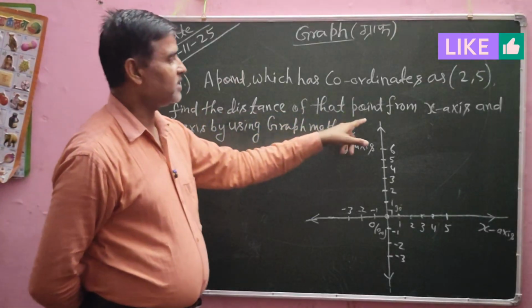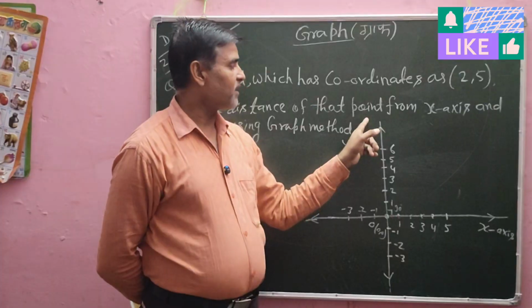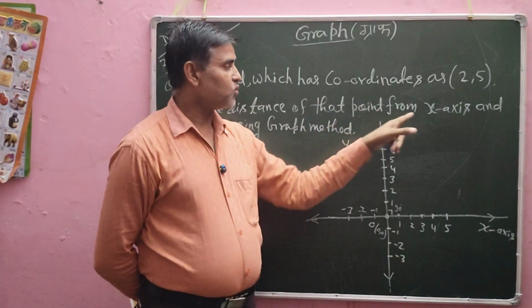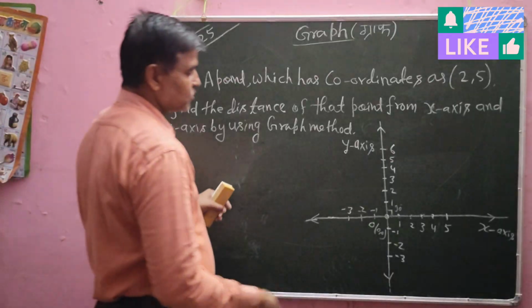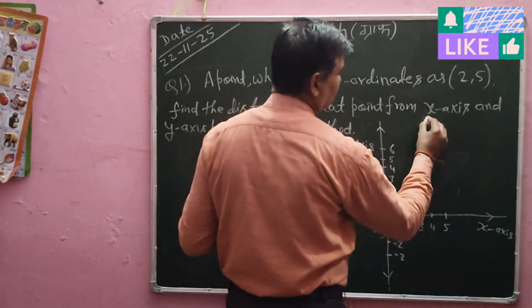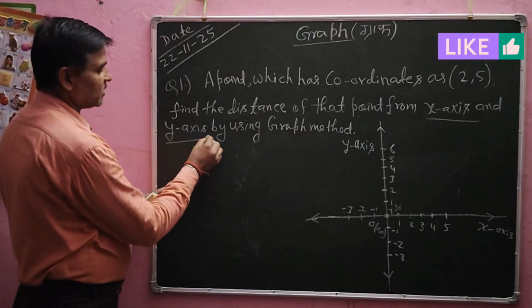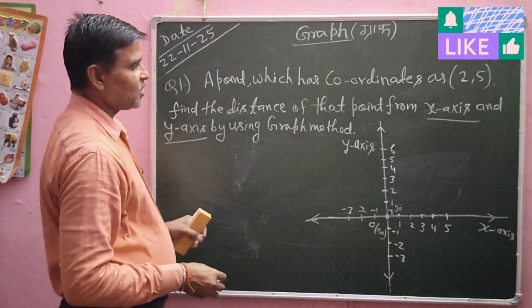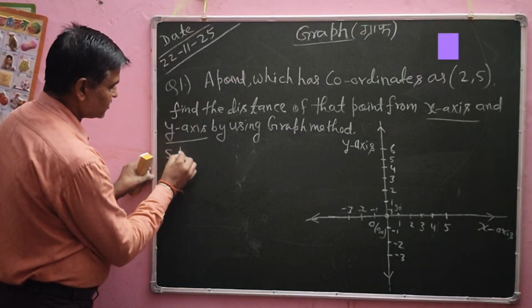of that point, which is 2 comma 5. Now we have to find the distance of that point from the x-axis and also from the y-axis. So the x-axis is available and the y-axis is also available there, so we have to get the distance of that point from the x-axis and also from the y-axis. So now here I am going to give the solution.